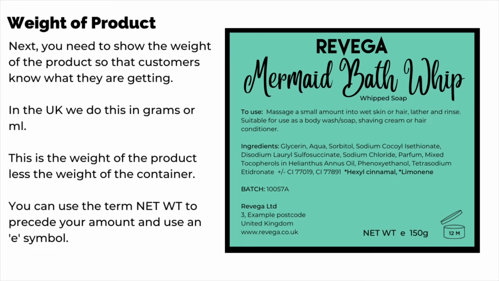Next, you need to show the weight of your product so that customers know exactly what they're getting. In the UK, we do this in grams or millilitres. This is the weight of the product less the weight of the container. You can use the term net weight to precede your amount and use the E symbol if you wish. The E symbol stands for estimated. This means that the average quantity of the product in a batch of pre-packaged products shall not be less than the nominal quantity stated on the label. It basically gives you a tolerance for the product if you are batch filling.